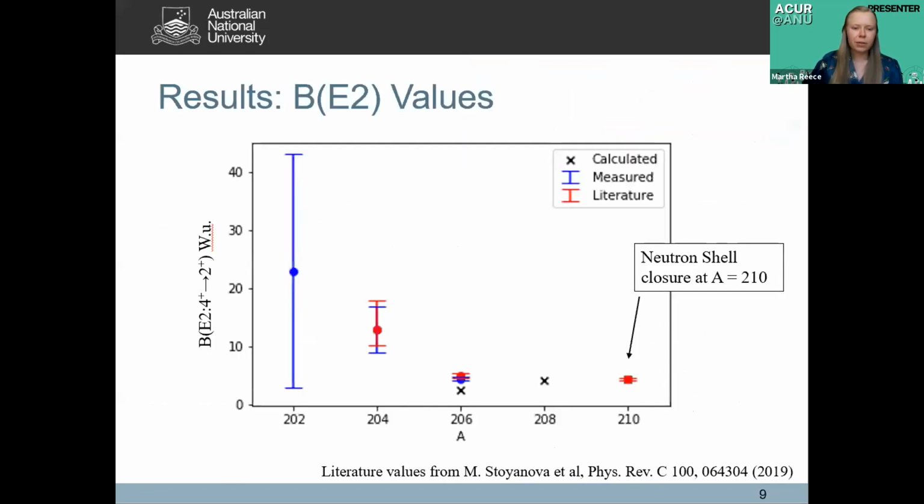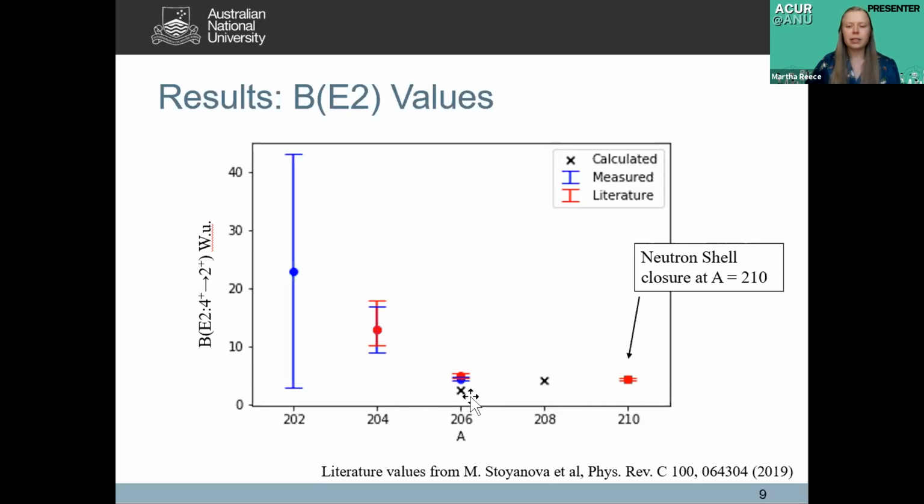So here are the results from my lifetimes. I've extended this graph to include a few that I didn't measure, just up to that shell closure at a mass of 210. And you can see that there's kind of a constant value of the transition rate from 210 down to about 206. And then we get this turn off and it starts increasing. So what we're seeing there is that development of collectivity that we anticipated further from that shell closure. That's really interesting, and it's great that we can see that sharp turn off because it tells us that it's somewhere around 4 neutrons below that shell closure this starts happening.